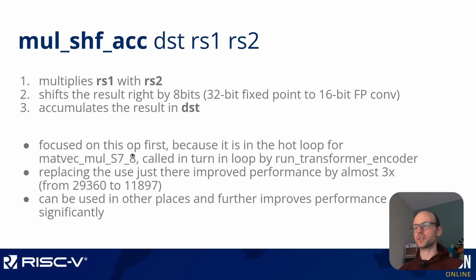I focused on this optimization first because it was in the hot loop for this function, which was in turn called in a loop by the main run transformer encoder function. Replacing the C code with this instruction only inside madvec-mu resulted in a dramatic improvement of almost 3x, dropping the cycles from the initial 30,000 to 12,000 cycles. Furthermore, this instruction could be used in other places in the code because the operation is fairly common, so later I'll show you how it further reduced the cycle count.